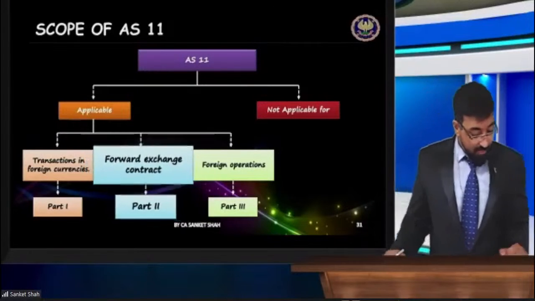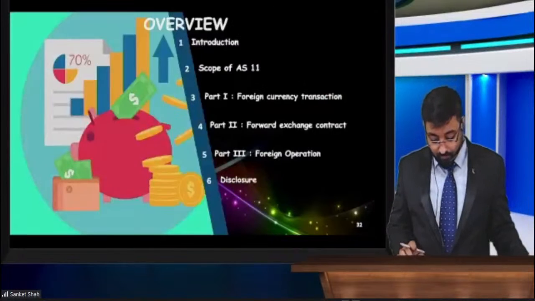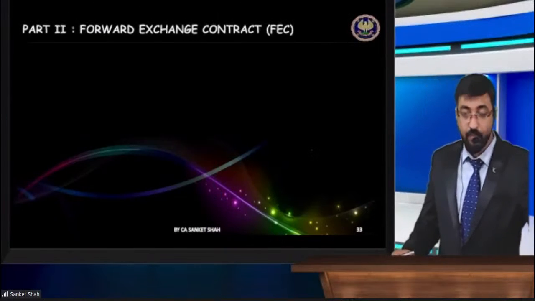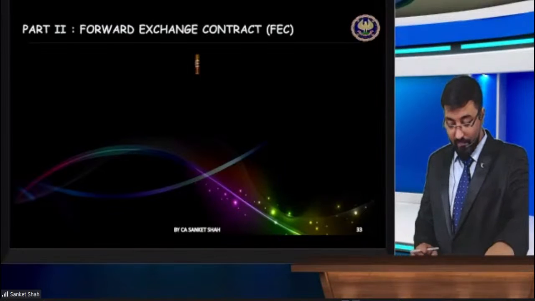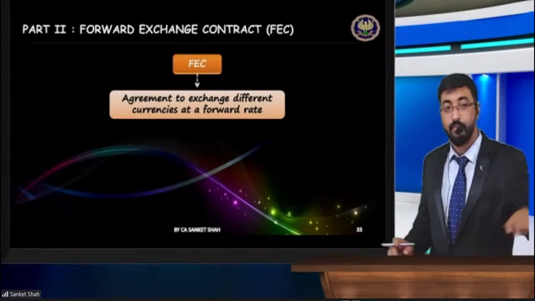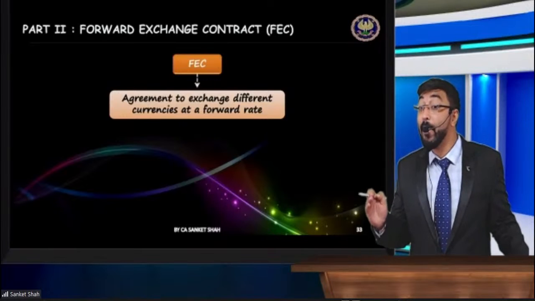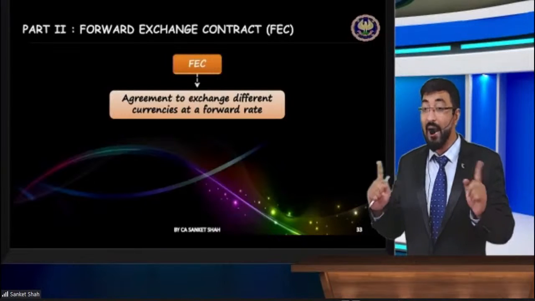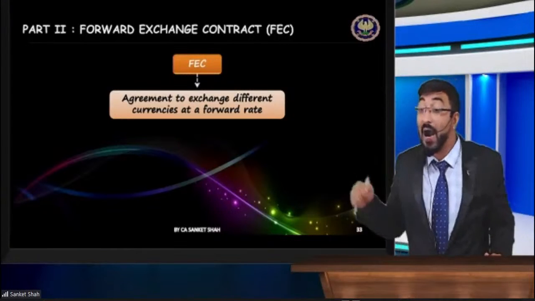Okay, so forward exchange contract. Write down the next concept, forward exchange contract. Now, first thing, what is a forward exchange contract? Write down: it is an agreement to exchange different currencies. It means I will exchange my dollar with rupees. So this is the agreement. I want $1, and for that I will pay in rupees at the forward rate, not at the spot rate.